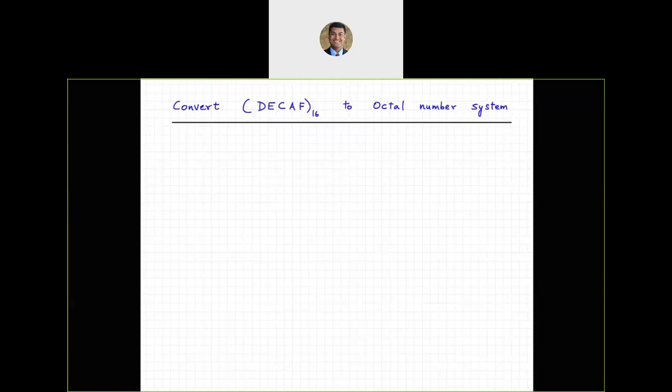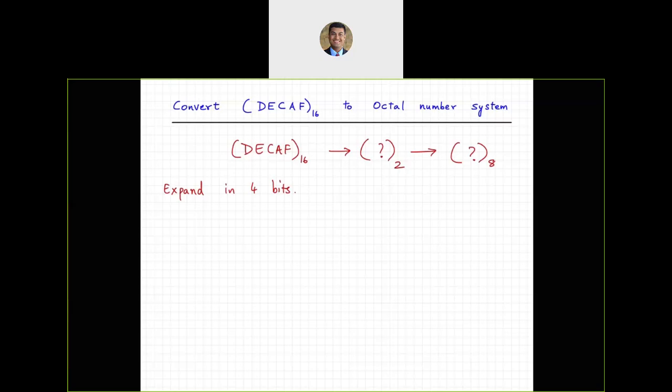I will do that as an example here. Over here, we have decaf, which is another hexadecimal number, and we are asked to convert it into an octal number system. So I would go base 16 to base 2 to base 8. I will use base 2 as an intermediary over here. So how do I go to base 2? Well, expand in 4 bits. Okay, so let's do that.